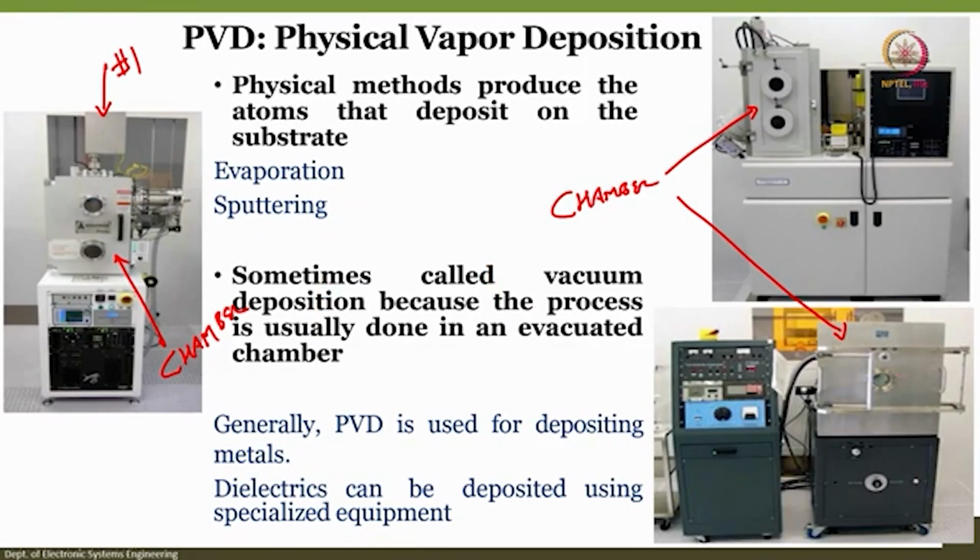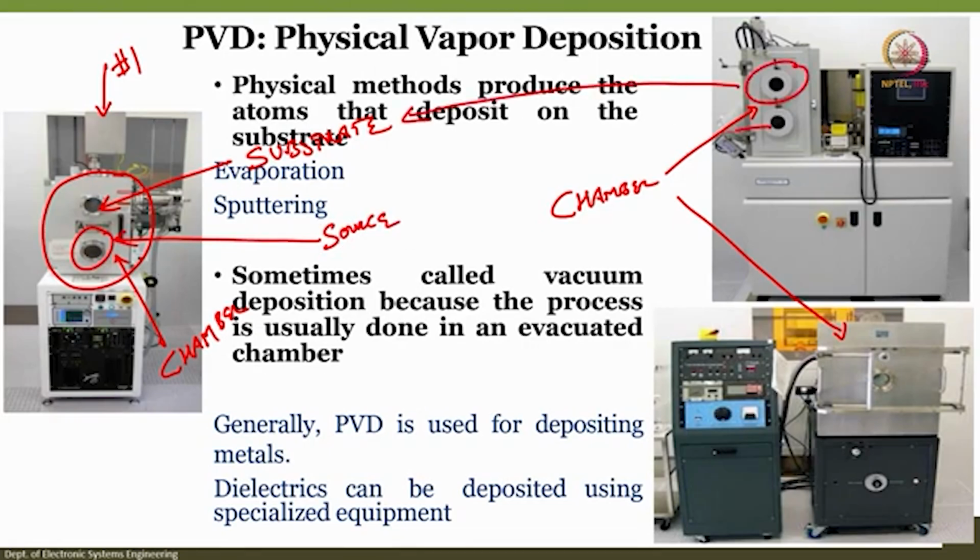And in this case you have two windows, which you can see here closely, and it is very clearly visible. One is a window to look at the substrate, one is a window to look at the source. Of course, here the whole electronics is there to apply the voltage. Here it is automated, you set the parameters, deposition will occur automatically and it will stop.